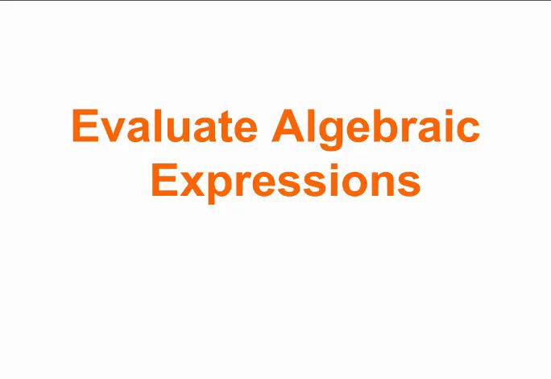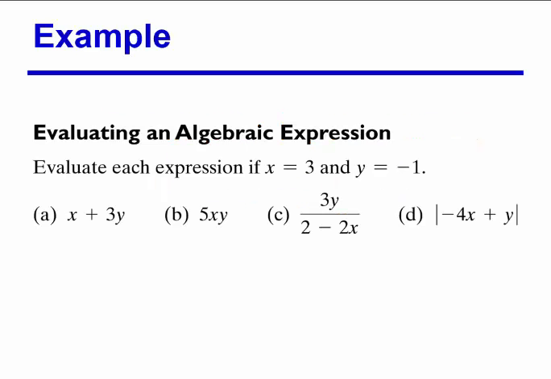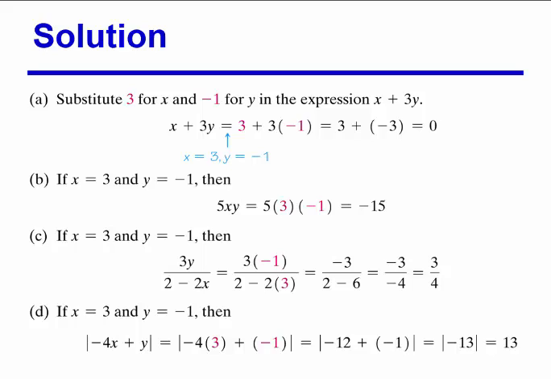Next thing we're going to talk about is evaluating algebraic expressions. Evaluate each expression if x is equal to 3 and y is equal to negative 1. So here we have 4 examples. For the first one, substitute 3 for x and negative 1 for y in the expression x plus 3y. And so we end up with 3 plus 3 times negative 1, which is 0. For b, we have 5xy, so it's 5 times 3 times negative 1, which is negative 15.